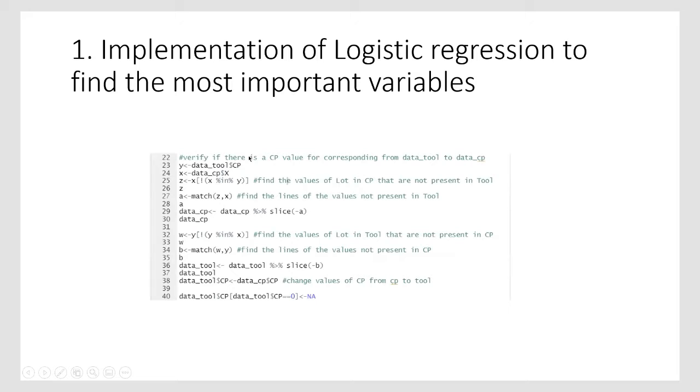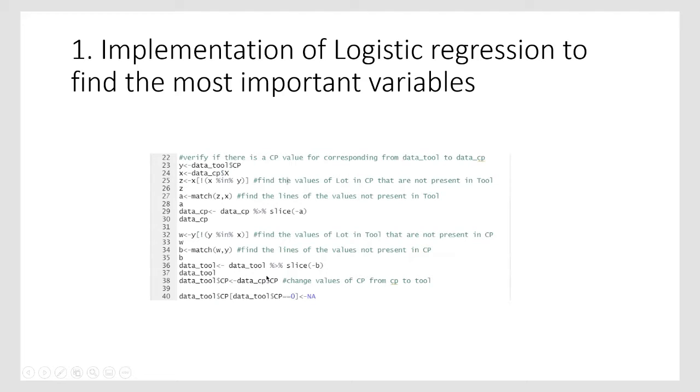Then we verify if there is a CP value corresponding from the data tool to the data CP, to have a response value to fit in the model. In line 25, we use that formula to find the values of lot in CP that are not used in tool. And then with line 27, we find the rows that are not present in the tool CSV, and slice them from the CP dataset.